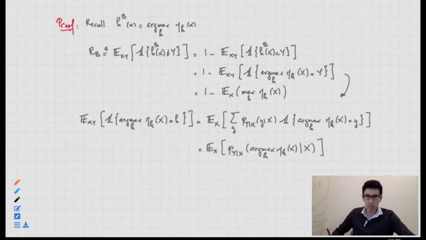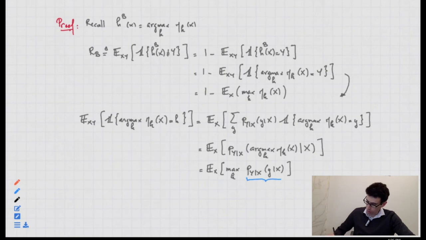But if you think about the definition of the argmax, P of y given x is exactly eta k of x. And so when I evaluate P of y given x at the argmax, the value that it outputs is indeed the max value of eta k of x. So we get the expected value over x of the max over k of P of y given x. And this is exactly what I call here eta k. And so the result follows.